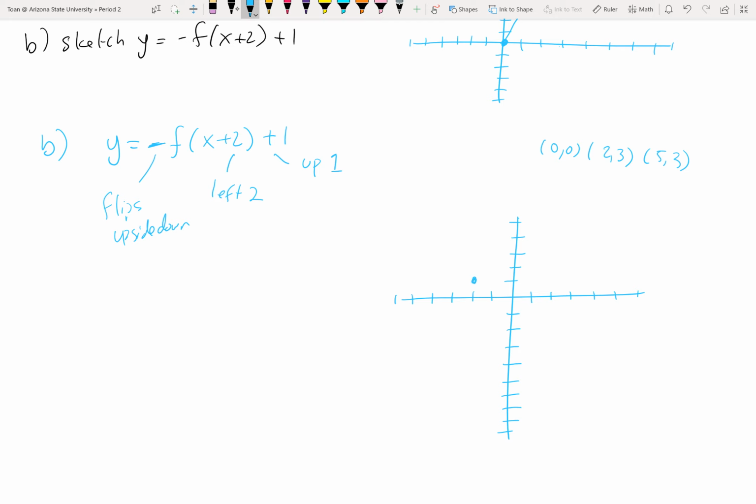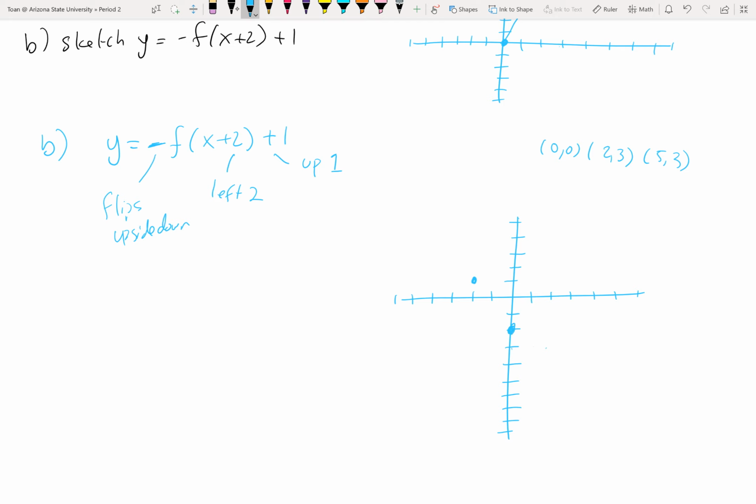Now let's transform the point 2, 3. Here's the original point, so I'm going to erase it just so you can see it. If I flip it upside down, where will it go? Positive 2, negative 3. When you flip things upside down, the only thing that changes is the y value. So I'm now at 2, negative 3. At this point I can go left, right, up, down. Left 2, up 1. There's my new point.